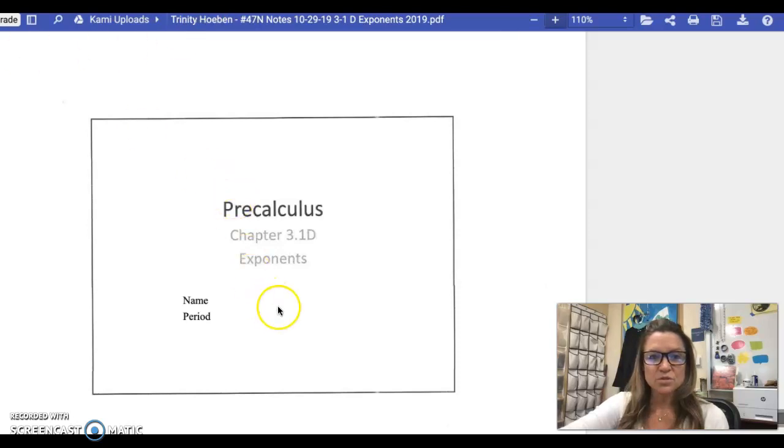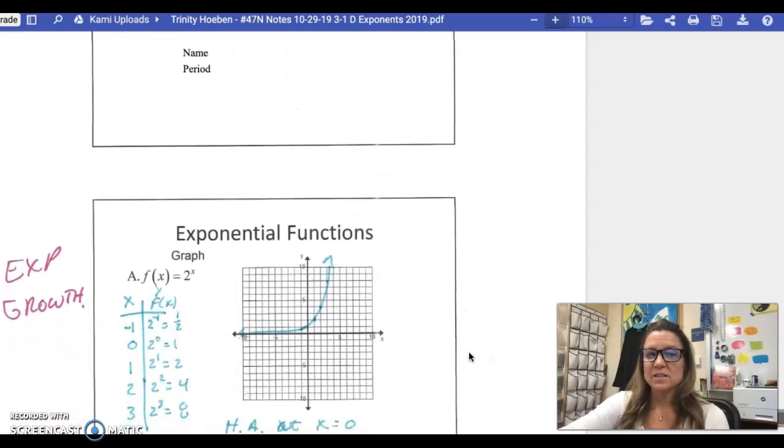Welcome to the pre-calculus notes for chapter 3.1D. We're still looking at exponents, but today we're going to graph some exponential functions.